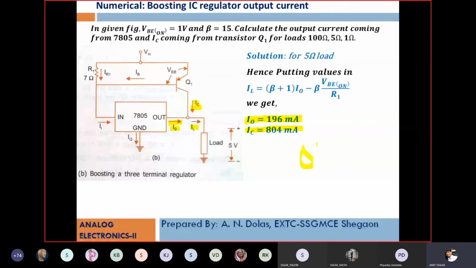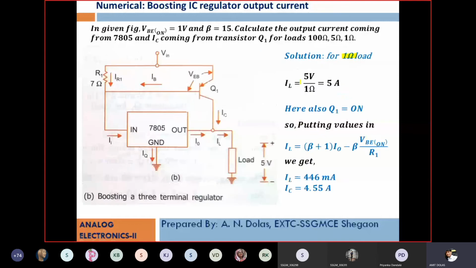Now moving to the last problem statement, which is for 1 ohm load. For 1 ohm load, we know the output is 5 volt, so we may calculate the current. The load current is now 5 volt by 1 ohm, which is 5 ampere, which is much greater than the rated value of the 7805. Therefore definitely here we cannot assume the transistor is off; the transistor is definitely on.